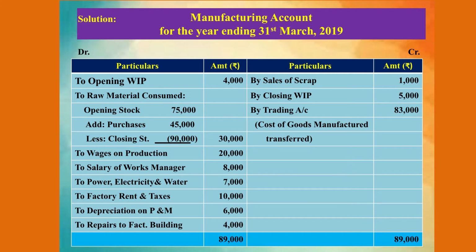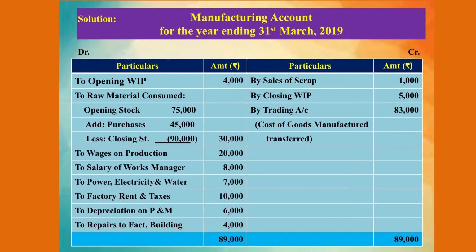To that we will add purchases. Purchases given to us is 45,000, and from that we will deduct the closing stock of raw material, that is given to us is 90,000. So what goes to the outer column is 30,000. That means raw material consumed during the year is rupees 30,000.